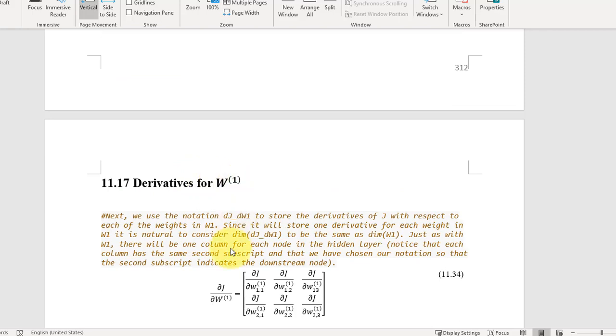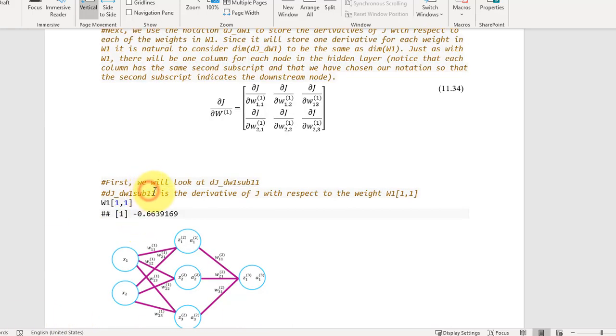So we want the derivatives for W1. That is, we want dJ/dW1, the matrix that contains all these derivatives. So we want the derivative with respect to 1,1, 1,2, 1,3, 2,1, 2,2, 2,3. This is what we want for the first one, and that's the derivative of J with respect to this weight, W11. This matrix here is called capital W1, and we want the 1,1 element of it. So we could say we want it with respect to this weight.